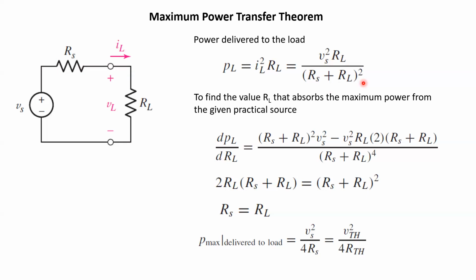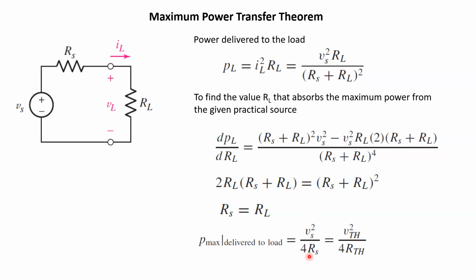In that expression RL will be equal to Rs, and here again we substitute Rs. So the denominator will become 2Rs, and squared it becomes 4Rs squared. So one Rs and Rs will be cancelled out. This maximum power which is going to be delivered to the load is equal to Vs squared upon 4Rs.